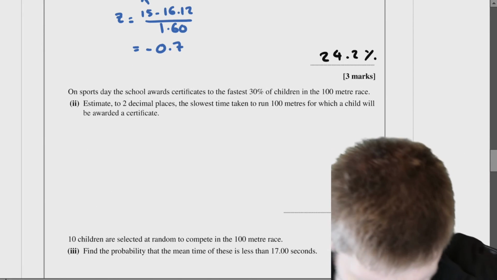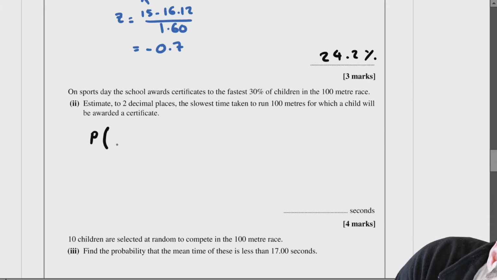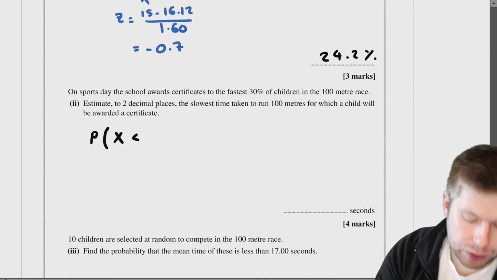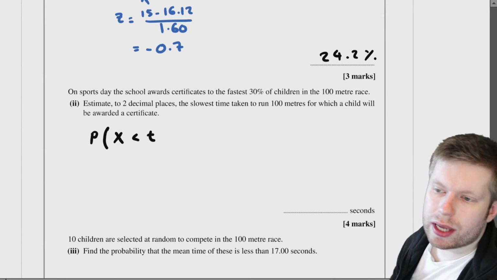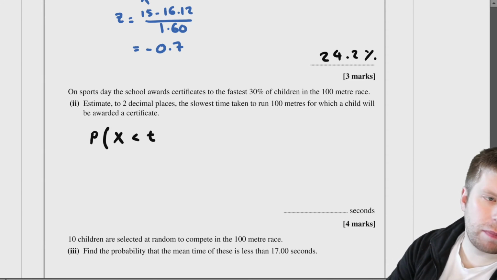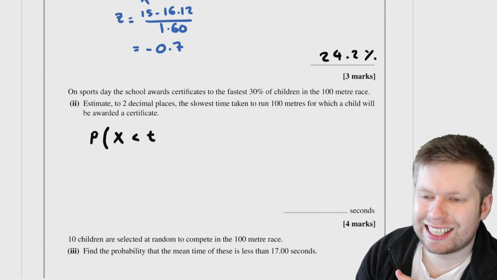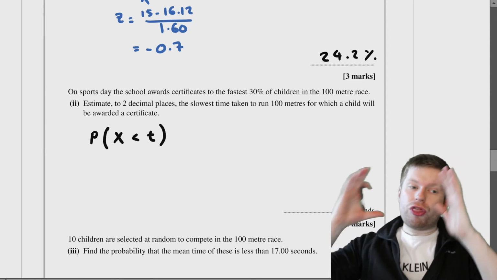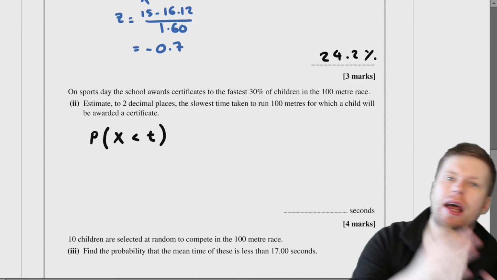So in other words, I know that the probability that x is less than, well, I need to first of all come up with some time. So I'm basically going to say t is the time to run the slowest possible value. It's going to be the slowest time possible in order to still get a certificate. Okay, I'm just going to represent that as t. Well, I know that if you're that speed or quicker, in other words, you need to be less than that time.